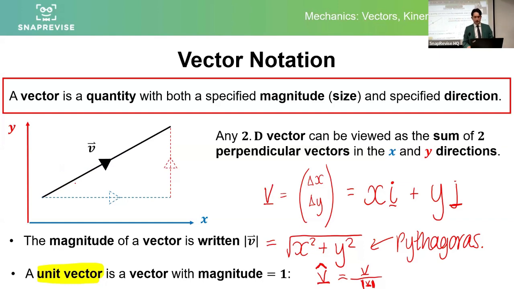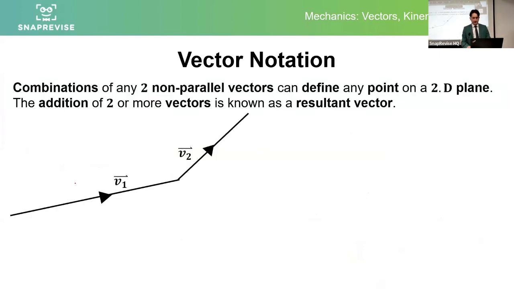Right, let's keep going and look at these in an applied setting. I know for some people vectors are actually straightforward. You're really confident from pure, but we need to see this in mechanics as well. And it's another one of those big overlap topics. So combinations of any two non-parallel vectors can define a point on a 2D plane. And the addition of two vectors is called the resultant vector. Now, in mechanics, it might also represent a force, and so that could represent the resultant force.